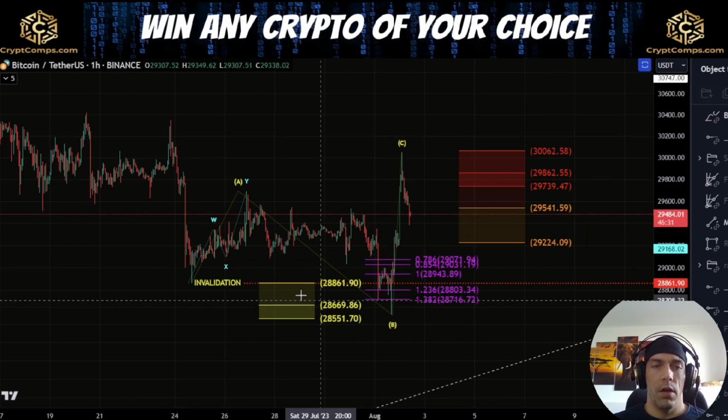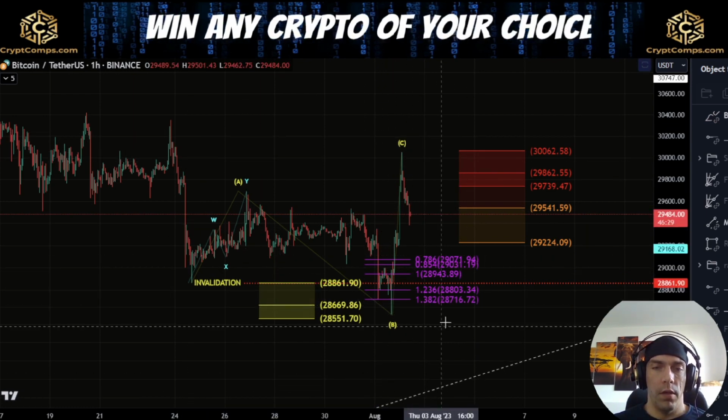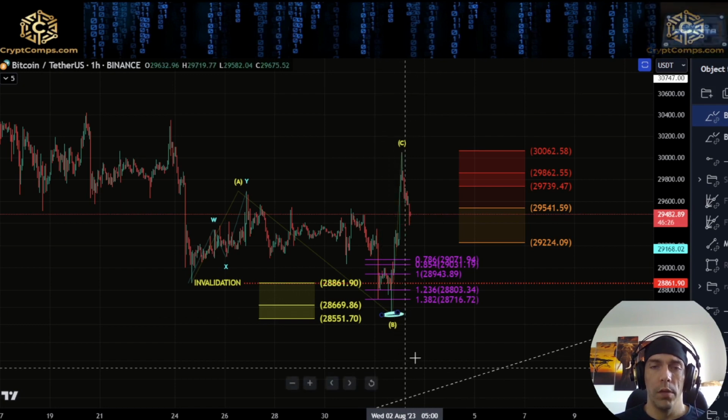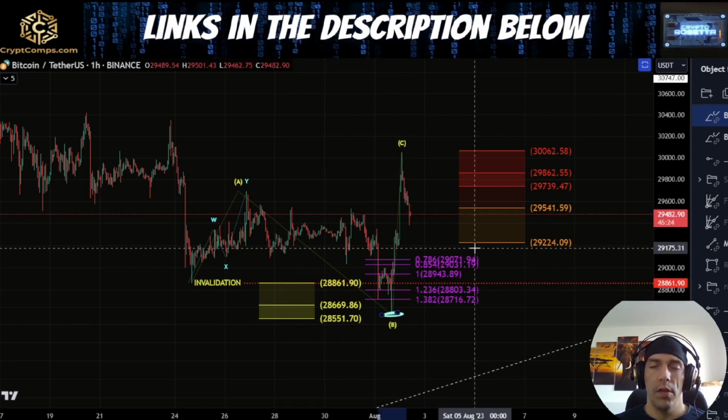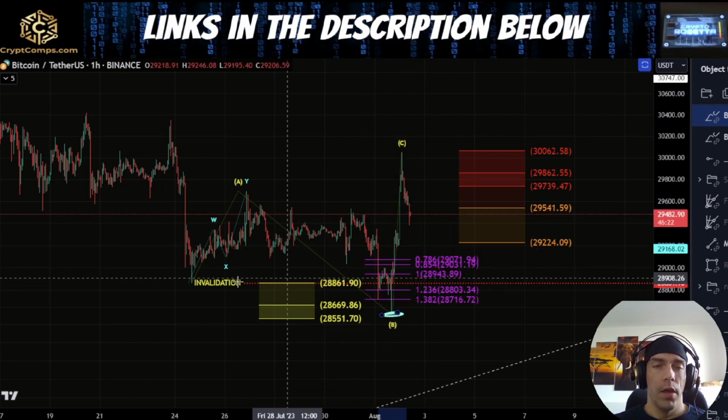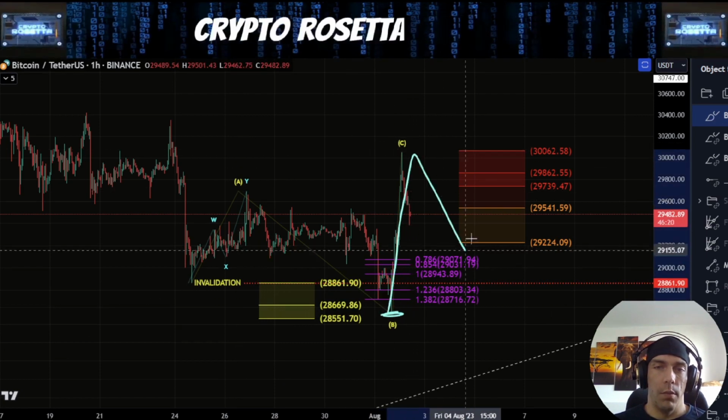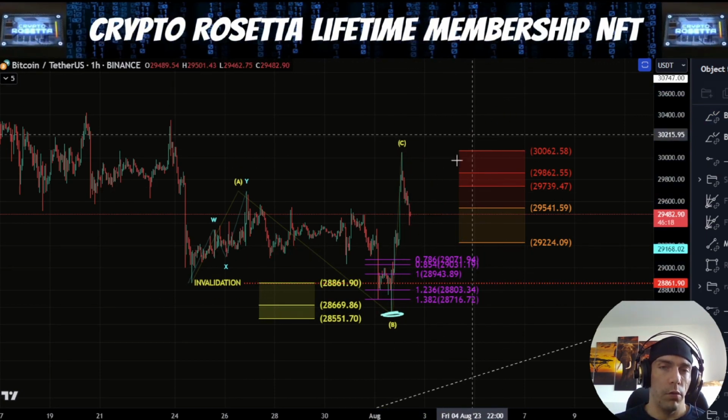So what we need to see now is two things. We need to see whether this low now holds. If this low holds, then potentially what we can also argue here is that this could become ABC or 1, 2, 3 to the upside.